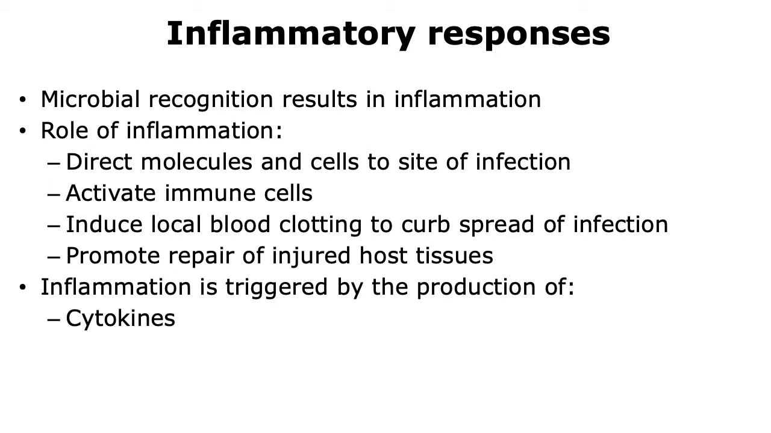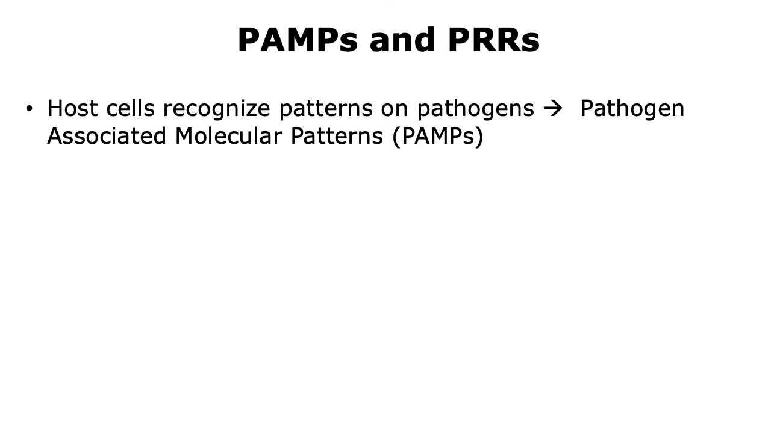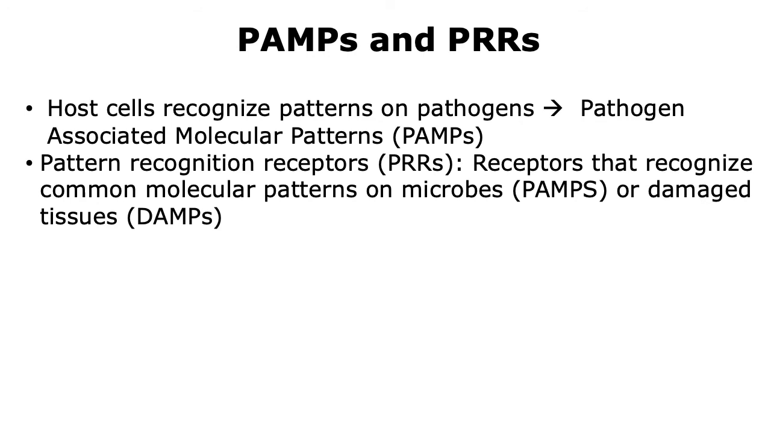Now, inflammation is triggered by the production of different molecules like cytokines, chemokines, and other types of mediators like histamine. The host is able to recognize microorganisms that cause infections by recognizing molecular patterns that are present on these pathogens. These patterns are called pathogen-associated molecular patterns, or PAMPs. The PAMPs are recognized by molecules made by host cells, which are pattern recognition receptors, or PRRs.